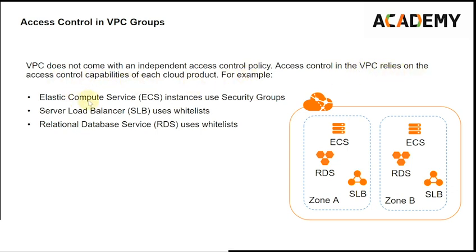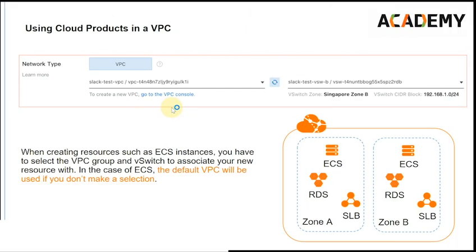For example, the Elastic Compute Service instance uses security groups, which allow who can join or who cannot. We have the Server Load Balancer, where we use the IP whitelisting concept, and we have the Relational Database Service, which also uses a whitelist. Whitelist means we have to use whitelisted IPs connected with the RDS, right? Unlike the security group, where we allow or deny, in a whitelist we just allow our IPs so that they can directly access this network. Now let's move forward.